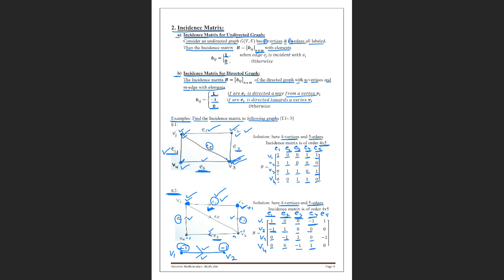And now see this E5 here. Okay, so this edge is coming to V3, so V3 is -1 here. See this, V3 -1, and this is going from V1, so V1 here +1 and the rest is 0. Is it clear?